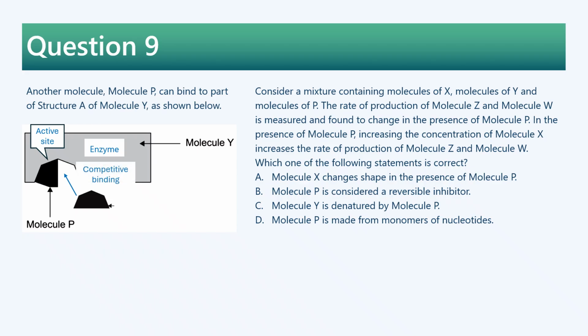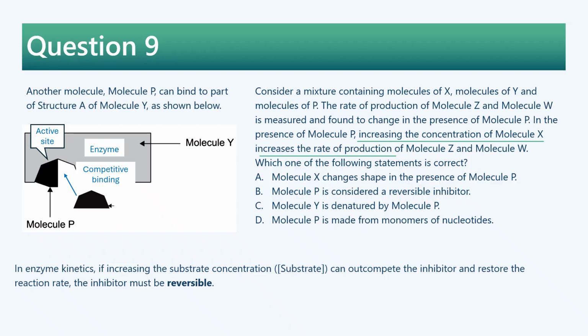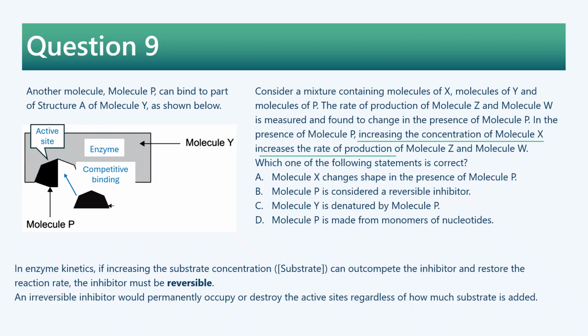Reversibility evidence. The question states that increasing the concentration of molecule X increases the rate of production. In enzyme kinetics, if increasing the substrate concentration, substrate can outcompete the inhibitor and restore the reaction rate, the inhibitor must be reversible. An irreversible inhibitor would permanently occupy or destroy the active sites regardless of how much substrate is added.